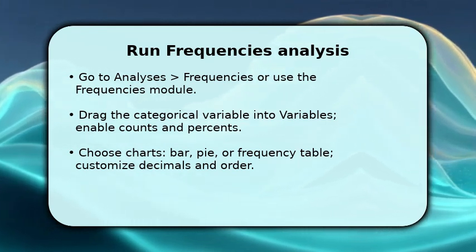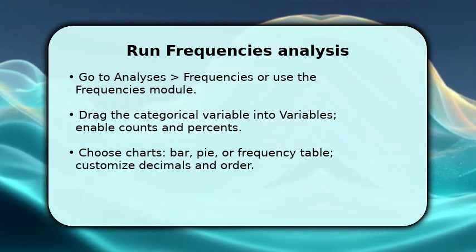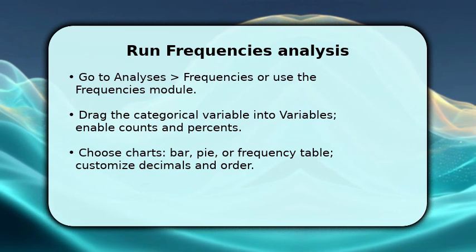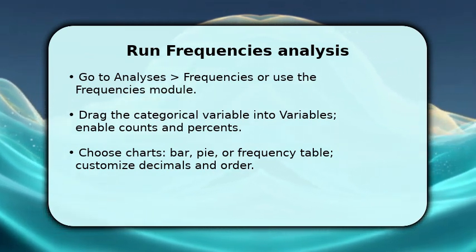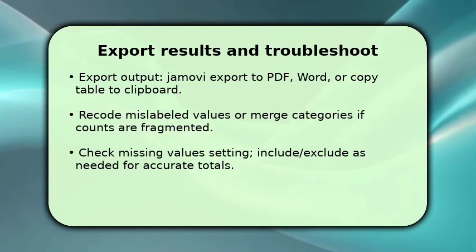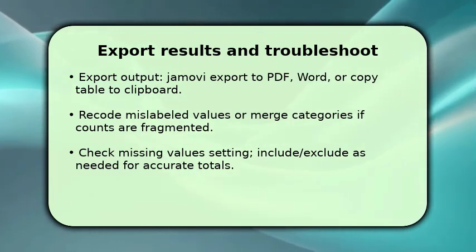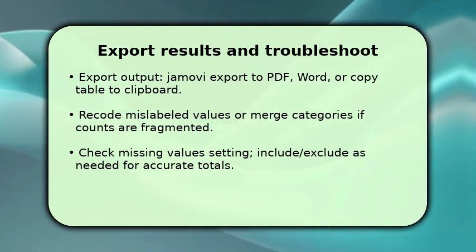If you want visuals, enable bar plot or pie chart and choose ascending or descending order so the chart communicates the story clearly. Once done, adjust labels and legend for presentation-ready output. To finish, export your frequency table and charts. Use Jamovi's export options to save as PDF or Word, or copy the table to the clipboard for spreadsheets.